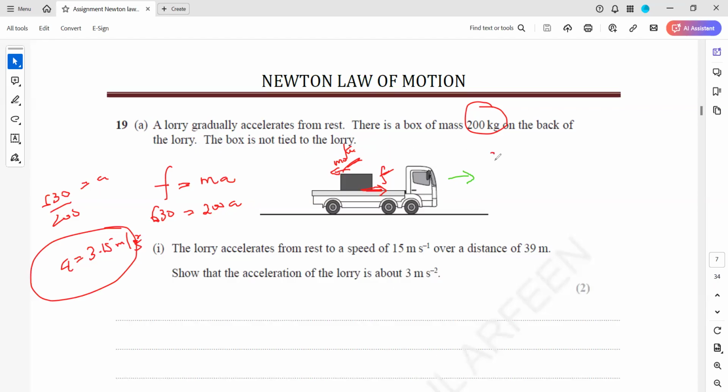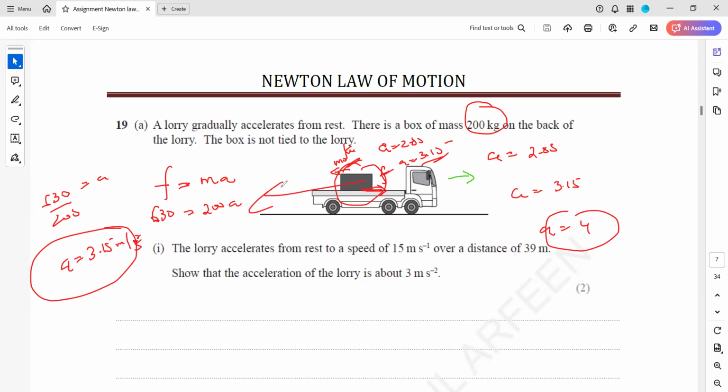That means right now the acceleration of the truck is 2.88, and the acceleration of the box is also 2.88. When the acceleration of the lorry increases, like it becomes 3.15, the box's acceleration can be 3.15 because that's the maximum. But what if the acceleration becomes 4? The box cannot have a friction force which can produce an acceleration of 4. So as a result, what will happen? The friction is not sufficient to stop the box, so the box will slide off from the lorry. So the maximum acceleration which this box can have because of the frictional force is 3.15 meter per second square.